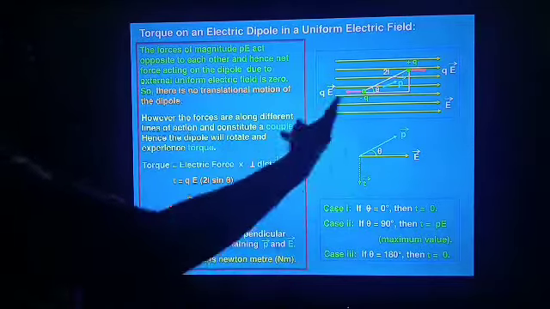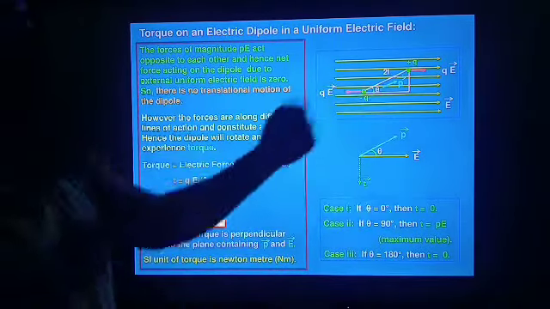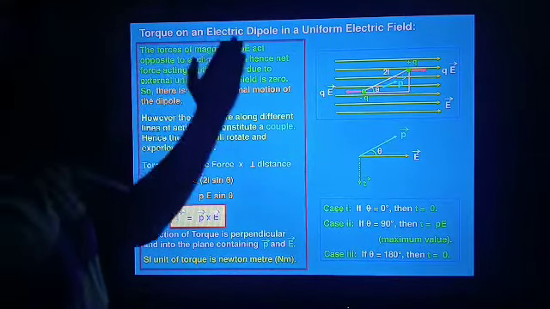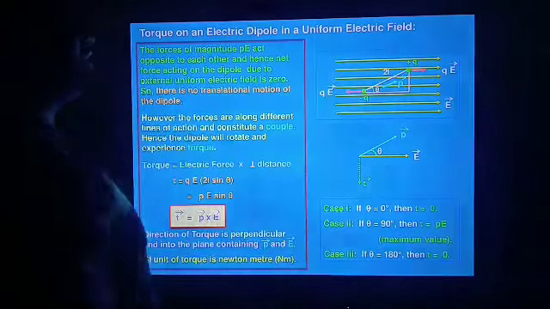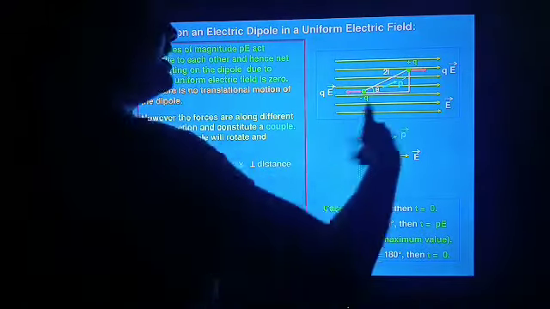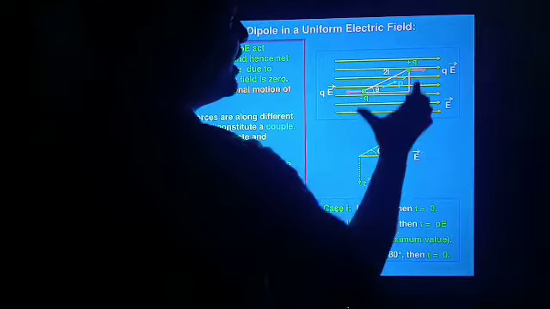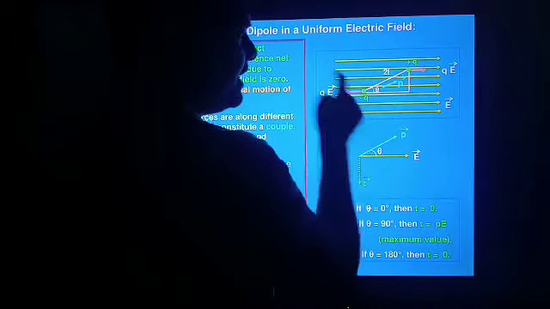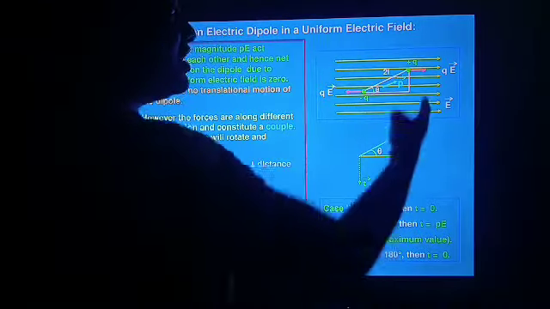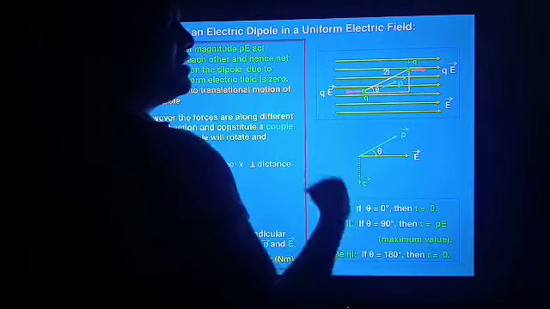This proof is very important, and a 2 or 3 marks question may be asked from this: torque on an electric dipole in a uniform electric field. First of all, we have to understand this diagram. These lines are the electric field lines. This is the dipole kept making an angle theta with the electric field. This is the positive charge, this is the negative charge.